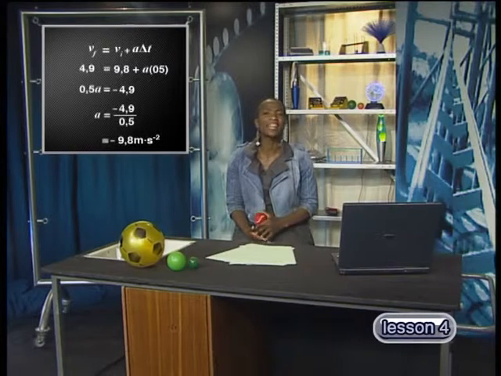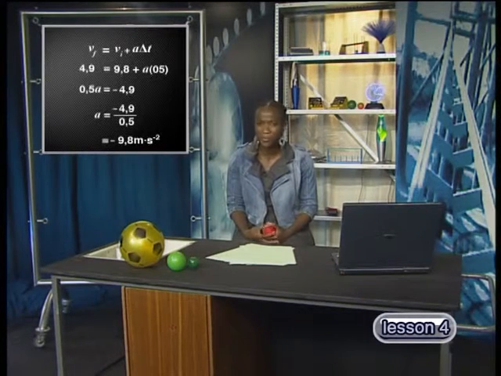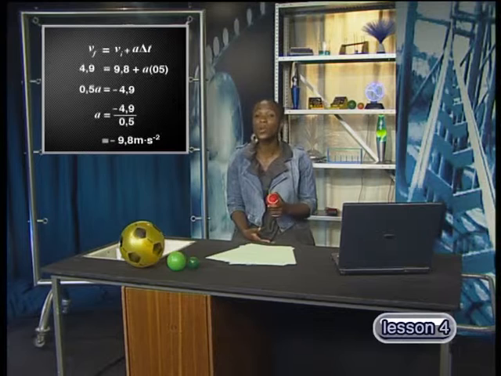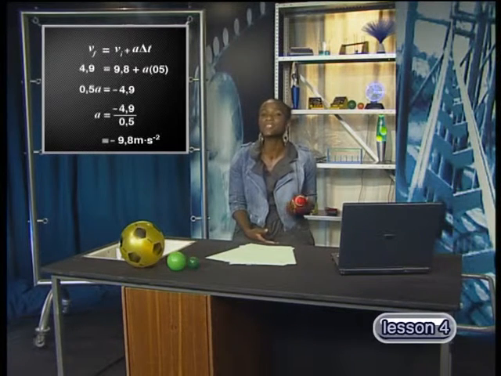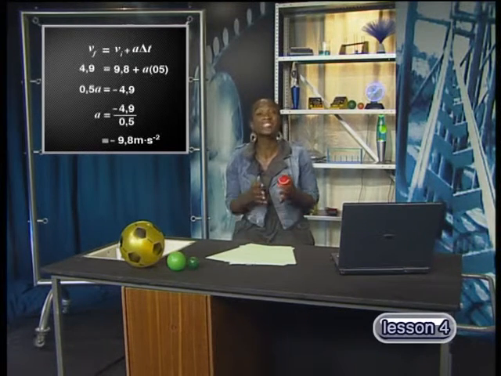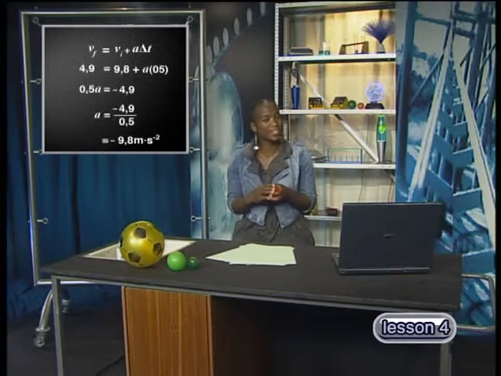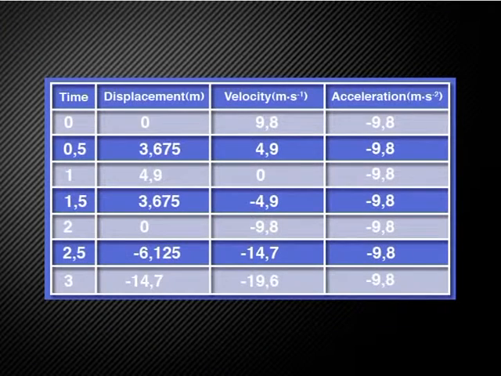This value of negative 9,8 isn't a surprise, is it? The ball accelerated due to gravity acting downwards, which was the direction we chose as the negative direction. We could repeat this equation for every part of the motion and we will get the same results every time. So our table now looks like this.